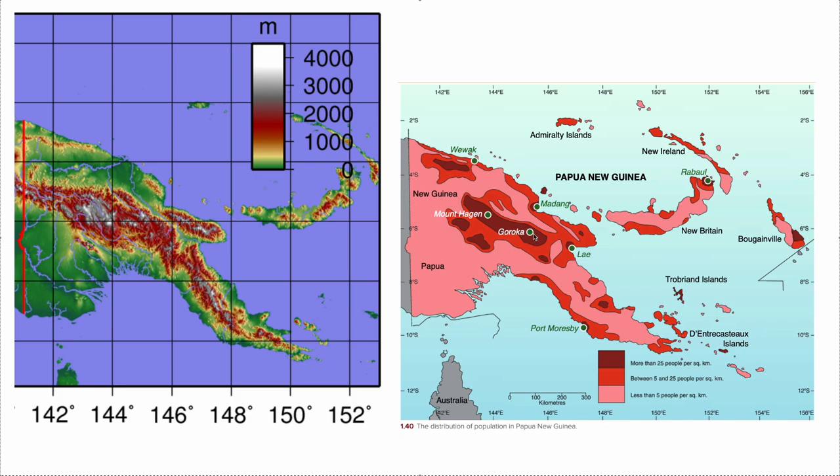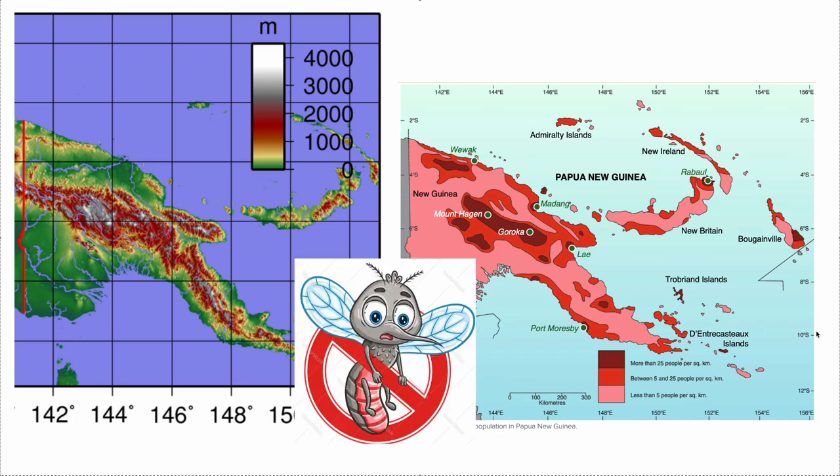So it is surprising because it's less accessible to traverse areas that are 4,000 meters above sea level to get to the valleys where most of the population, where the higher population densities are located. But it's also more difficult for mozzies.